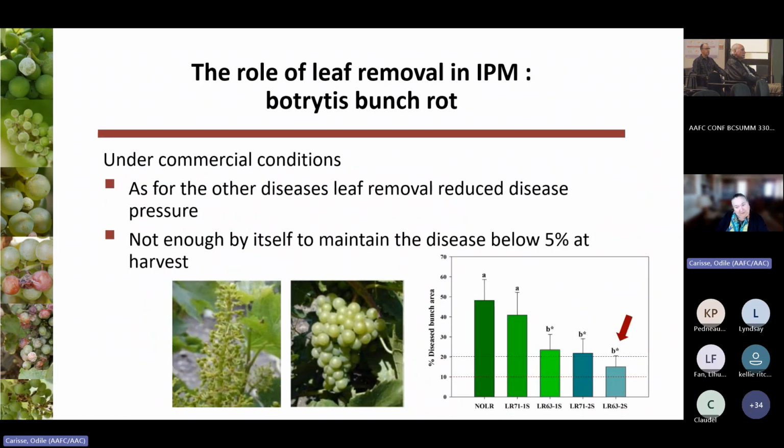So we repeated, as a first part, the experimental leaf removal, but this time under commercial conditions. So we let the grower do the leaf removal. Well, we helped them, but they did it the way they're used to doing it. And as you can see on the graph here, first of all, you should see that the botrytis bunch rot was much higher. That's an average of 2 years. This is on the cultivar Ceval. And we managed with leaf removal to reduce it to about 15%. So we were far away from the economic threshold when it was done under commercial conditions.